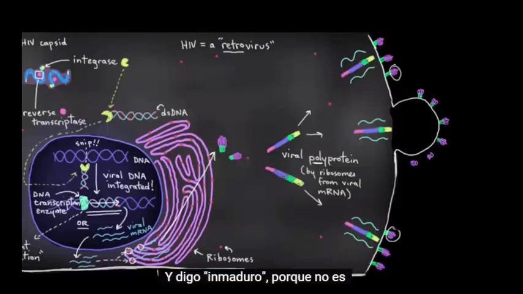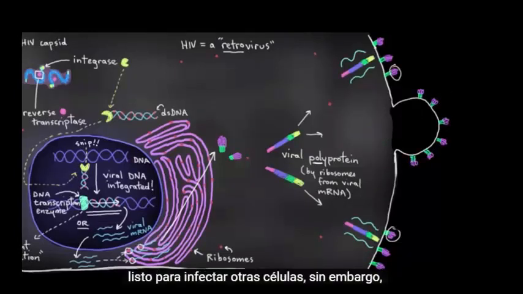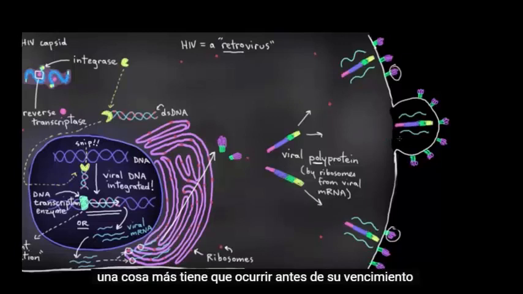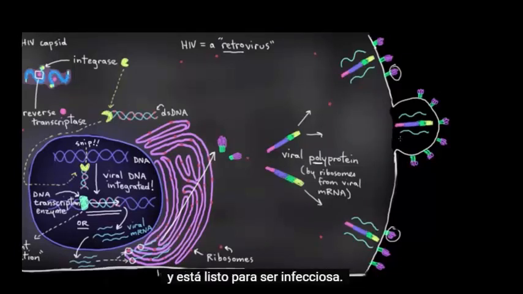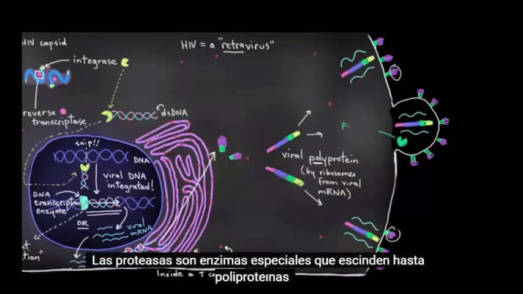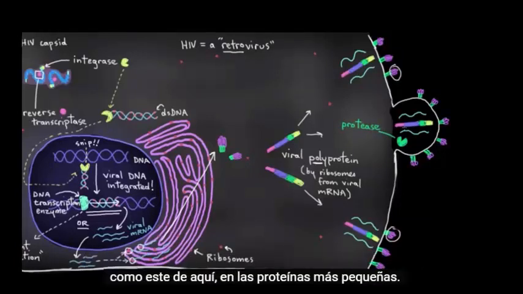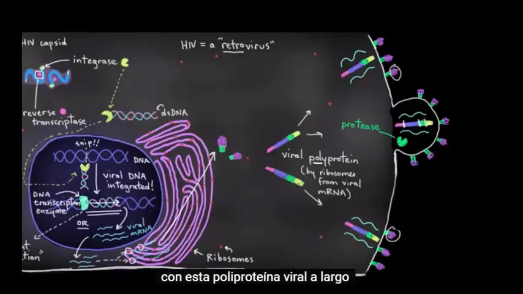And I say immature because it's not quite ready to infect other cells yet. One more thing has to happen before it matures and it's ready to be infectious. It needs help from yet another viral enzyme called a protease. Proteases are special enzymes that cleave up polyproteins just like this one here into smaller proteins. But they only cut at specifically marked sites. And this protease here, it does just that with this long viral polyprotein that's been made using our ribosomes.